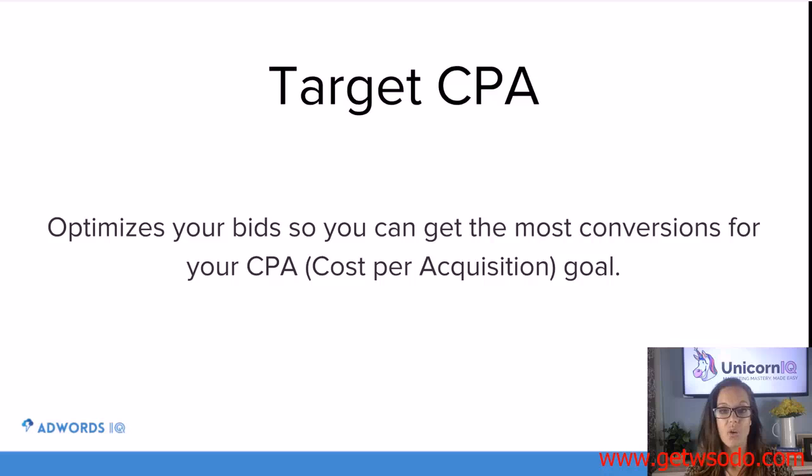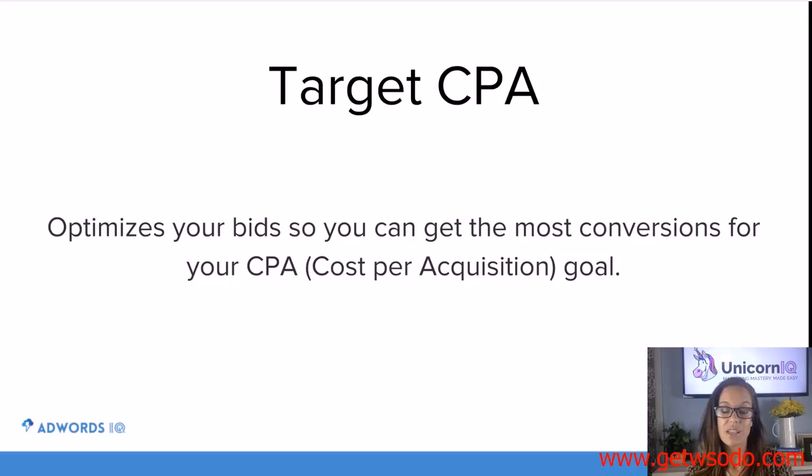Say Joe owns a landscaping and lawn care business, and he offers an annual lawn maintenance service. And after crunching his numbers, he calculates that he can spend maybe $65 to acquire a new customer. And then he would still have money to cover his hard costs. And so he's going to set his target cost per acquisition, his CPA, at $65. And then AdWords will optimize his ads to help him achieve that goal.